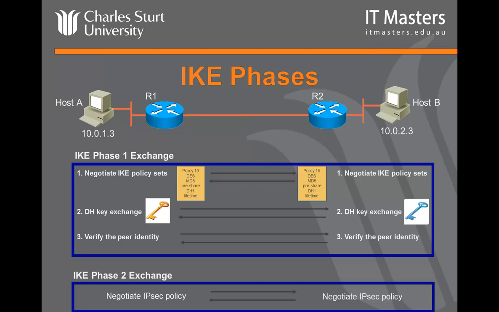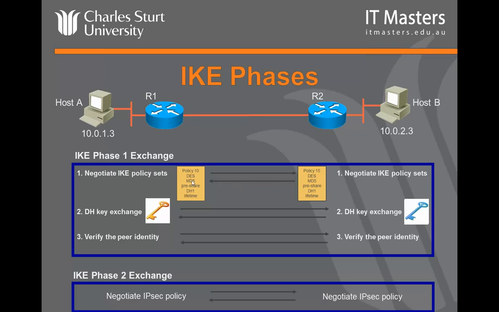So phase one, the steps are thus. The first step is to negotiate the Internet Key Exchange policy sets. Policy sets are basically a list of attributes which both sides will agree to use. So in this case, in both cases they've decided to use DES encryption, MD5 hashing, a pre-shared key using the Diffie-Hellman 1 algorithm, and the security association lifetime value, which we'll explain in more detail in a minute.